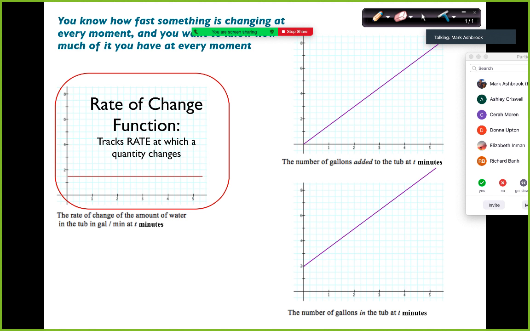Okay? You want to know how much of it you have at every moment. So which of these graphs is, you want to know how much you have at every moment? C. Okay, someone says C. What about B?